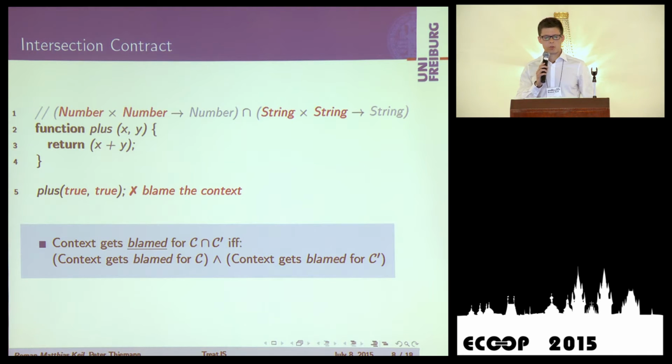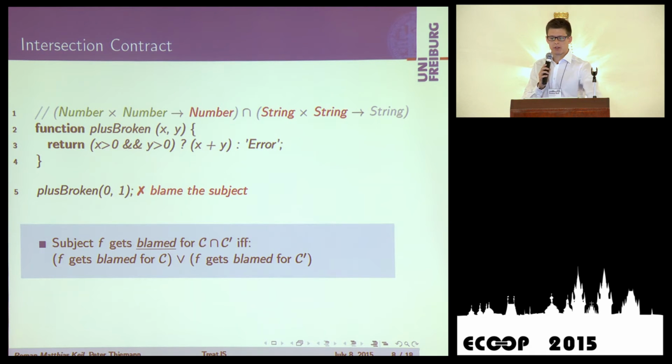And now if we call our plus function with two Boolean values, the context gets blamed for providing a wrong argument, exactly because the context gets blamed for an intersection contract if it gets blamed for C and it gets blamed for C prime.